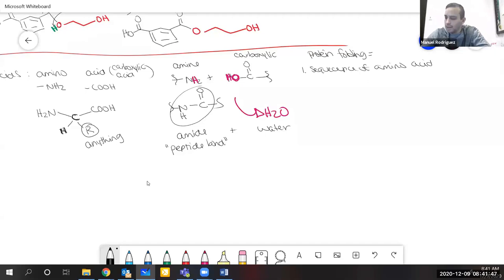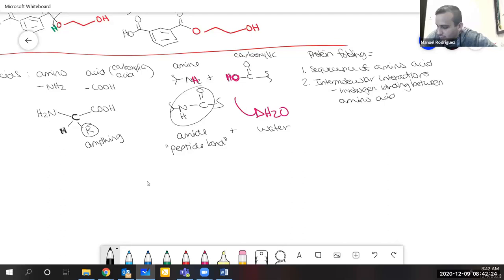Then the second step in protein folding, I'm going to call intermolecular interactions, which is hydrogen bonding between amino acids. So the first thing that happens with the protein being folded is that all the amino acids combine. And then when they're all next to each other, they start interacting with each other. So they start doing hydrogen bonds and so on.